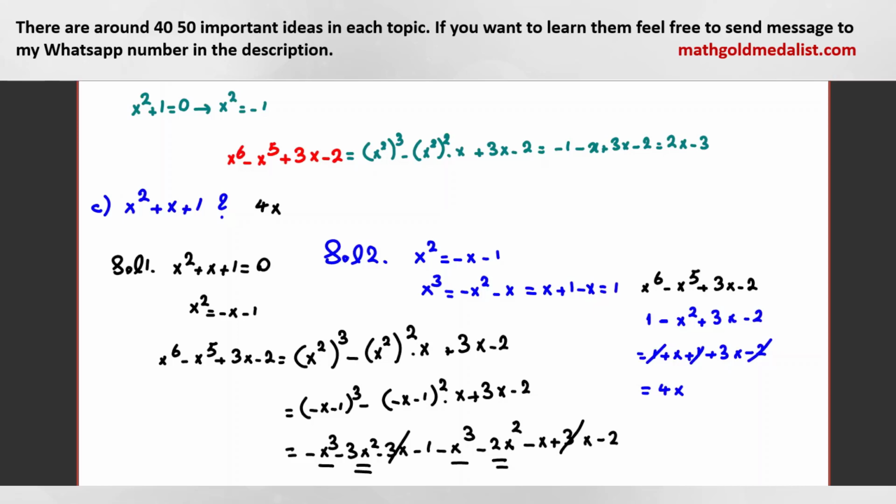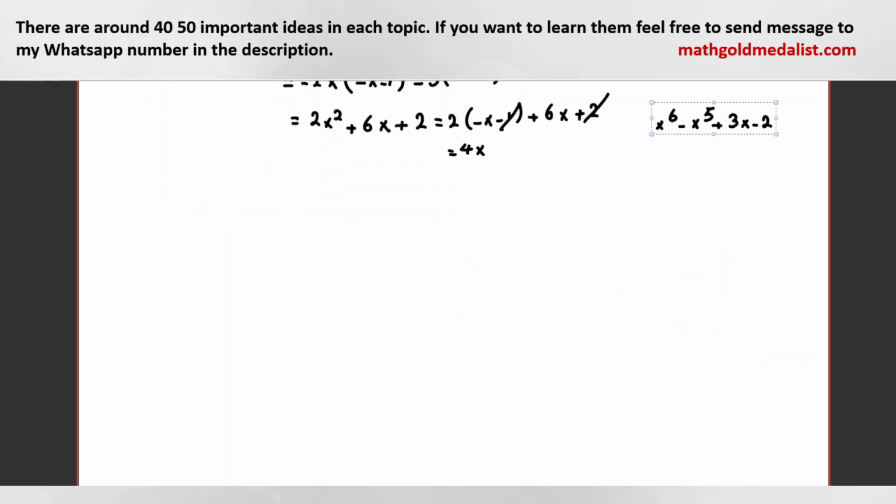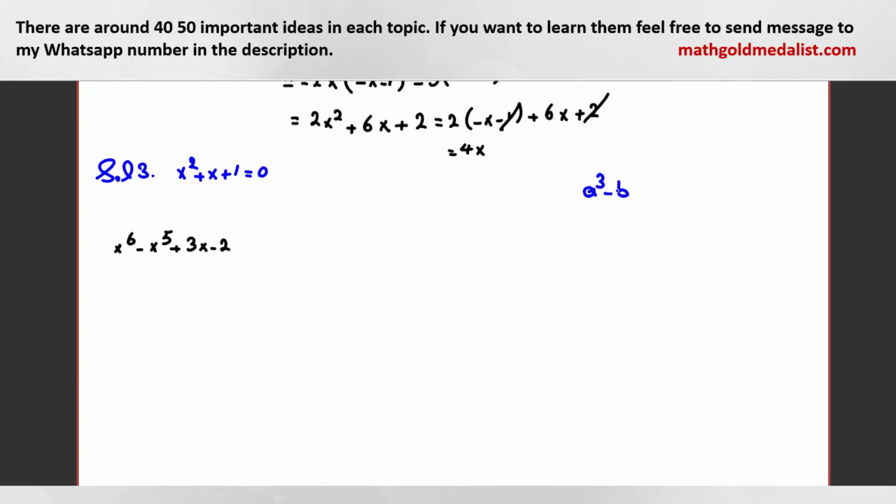Solution 3, again, is similar to solution 2, but a bit tricky. Let me tell you solution 3. Again, you say, okay, x squared plus x plus 1 is 0. Let me just check an identity. A cubed minus b cubed is what, if you want to factorize? A minus b times a squared plus ab plus b squared.